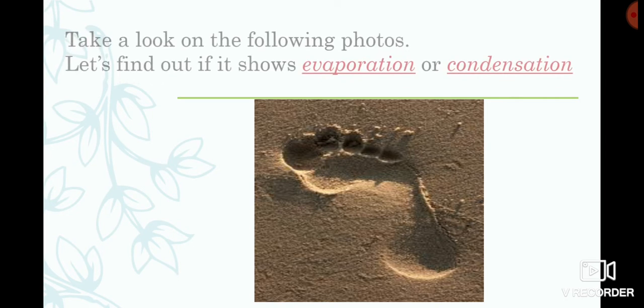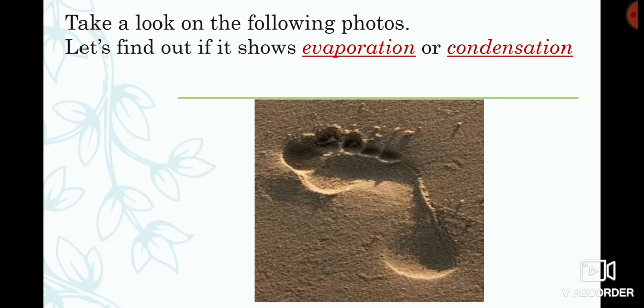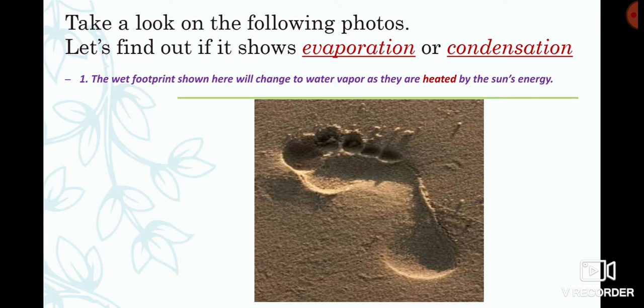Take a look at the following photos. Let's find out if each shows evaporation or condensation. Number 1. The wet footprint shown here will change to water vapor as it is heated by the sun's energy. Is this evaporation or condensation? This is evaporation because when the sun heated the water in the footprint, the water changed to water vapor.